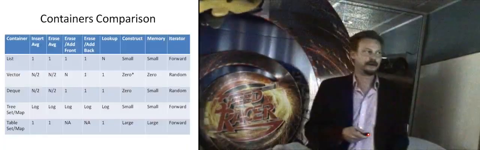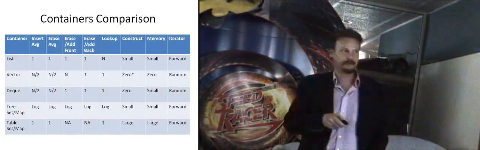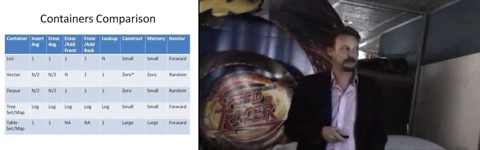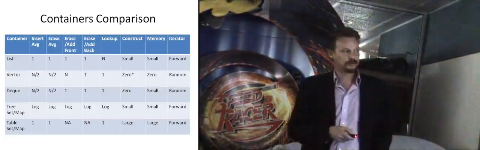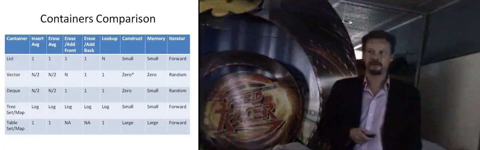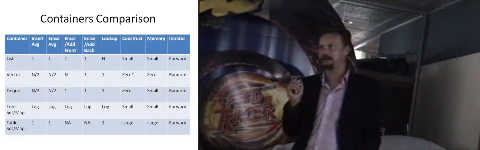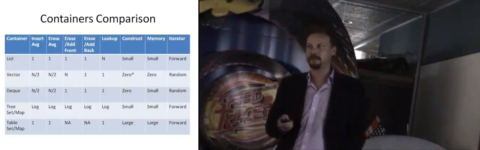Insert on average anywhere in the container. I found the terminology here to be confusing, and also trying to fit into my headers without screwing up my table size. So inserting anywhere into a list is constant time, is how you read this. Erasing anywhere from a list, constant time. Erasing or adding to the front, constant time. Erasing or adding to the back, constant time. Looking up an object in a list is going to be n. You've got 12 elements in a list. You want to know whether a given element exists in that list, you have to go through all 12 elements.